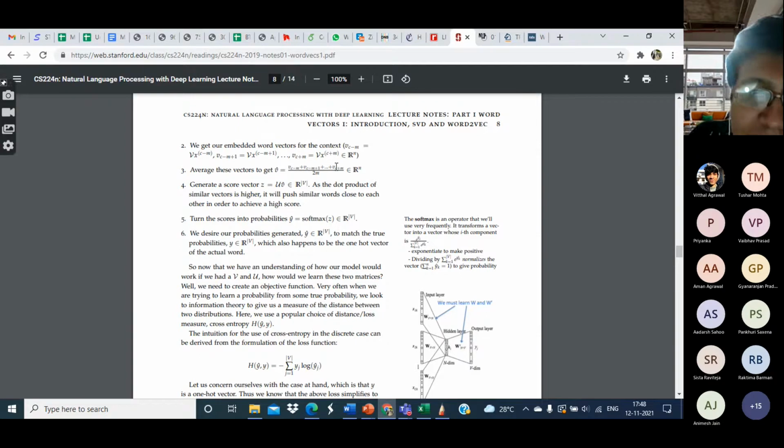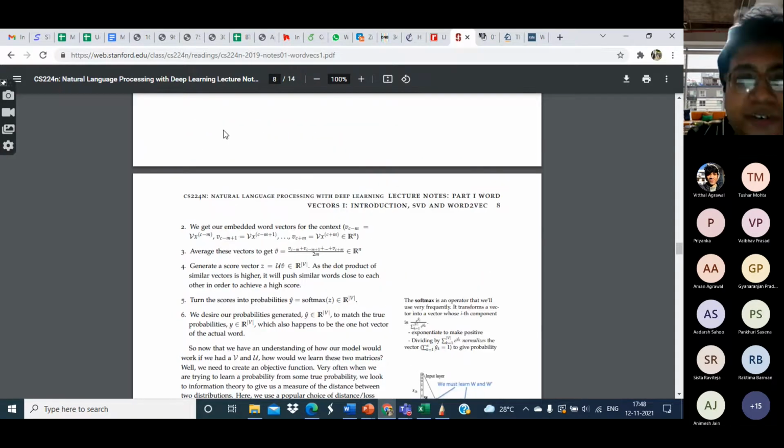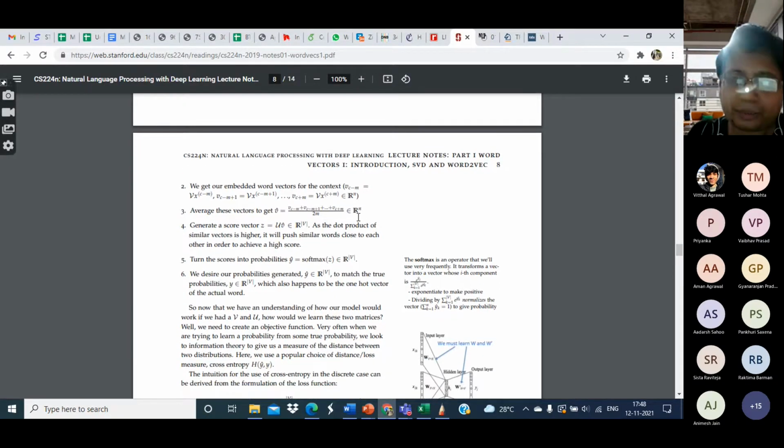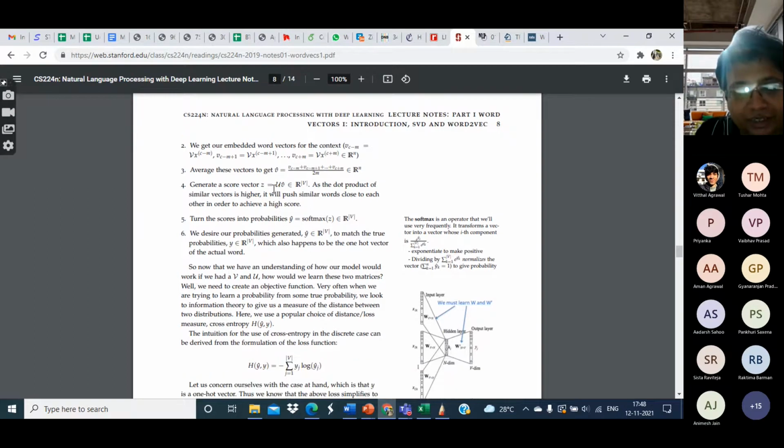Now I generate a score vector like this. Remember that this is a D-dimensional vector. So this matrix is D cross V, and each of these X were V-dimensional vectors. So after the matrix multiplication, we got D-dimensional vectors. Here it's written as N, so N or D is basically the dimensionality of the word representation which you want. Once you get that, you generate a score vector like this.